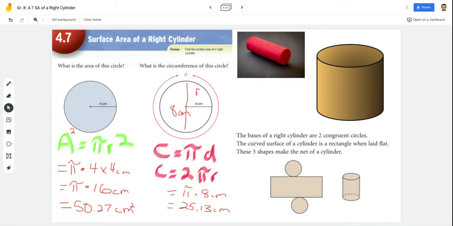Hey everyone, just a quick video on our discussion from yesterday on trying to determine the surface area of our right cylinder. I do want to just make a comment that the formula that we're going to be using is a combination of the area and the circumference of a circle. And we do have to make sure that when we are working on this surface area, it'll be referring to not only the cylinder but also to the net.